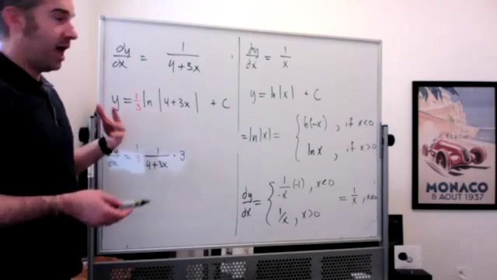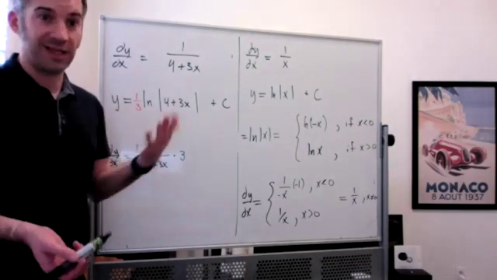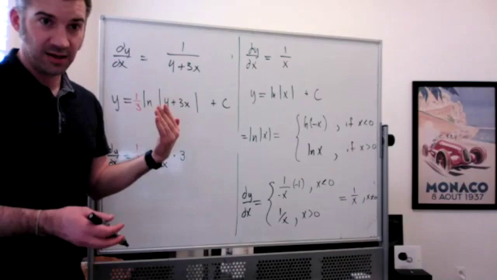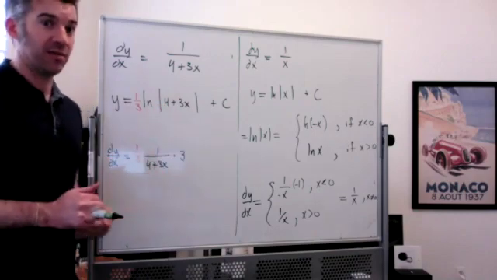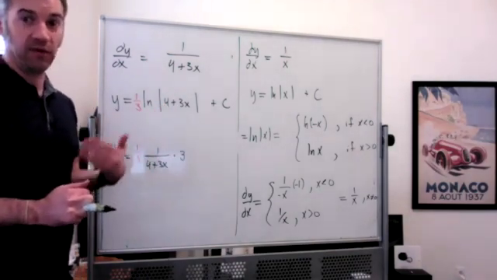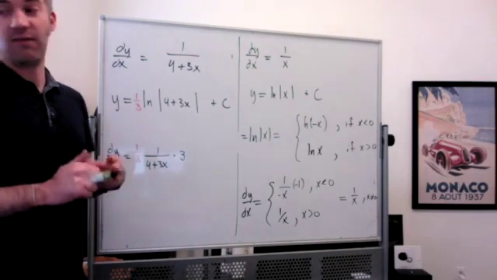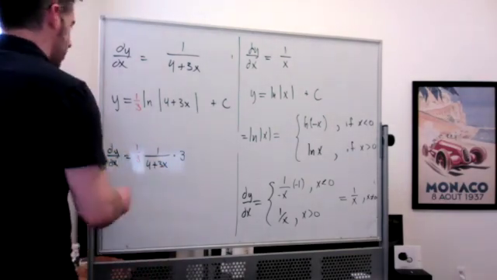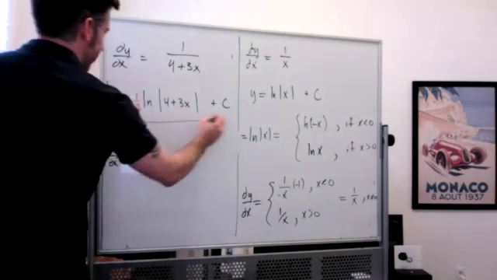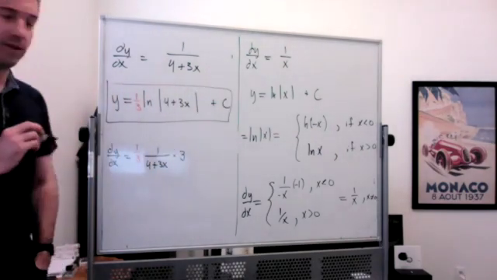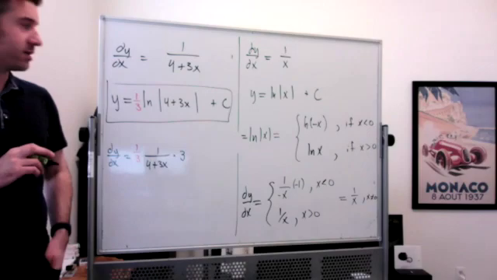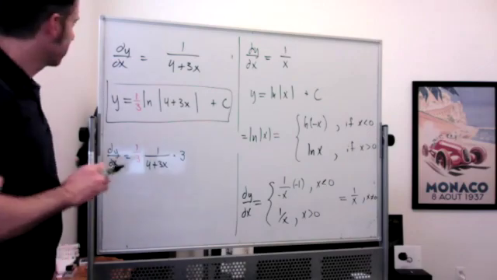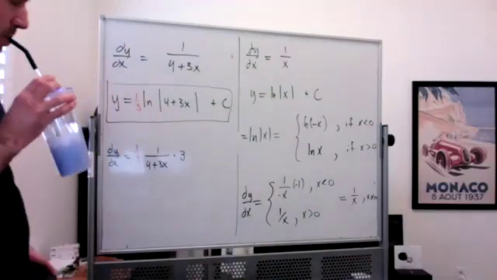And we're seeing, just like with the e to the 6x, that when we antidifferentiate, we end up dividing by that coefficient of x. And that is a very common theme. So yeah, so here, this is our antiderivative. 1/3 natural log of the absolute value of 4 plus 3x plus c. Yeah, it's kind of neat. I think there's something else I want to say about that.